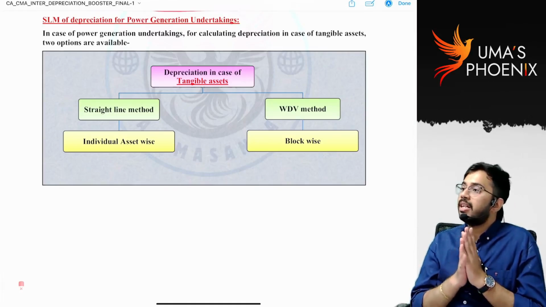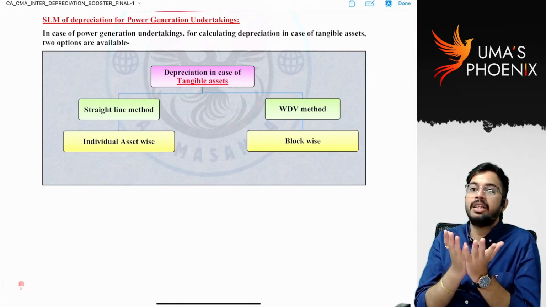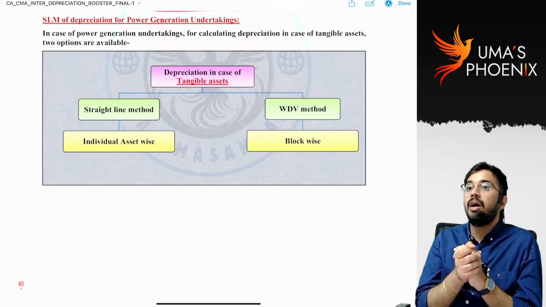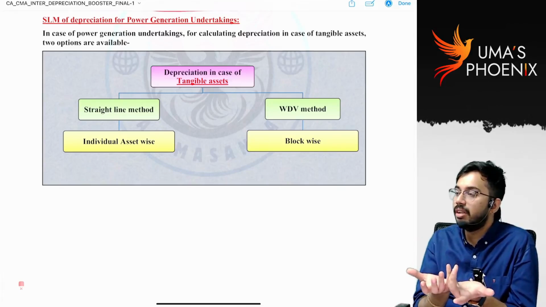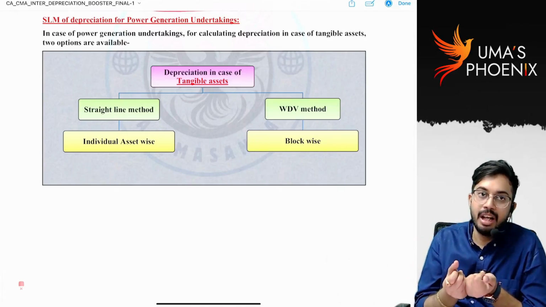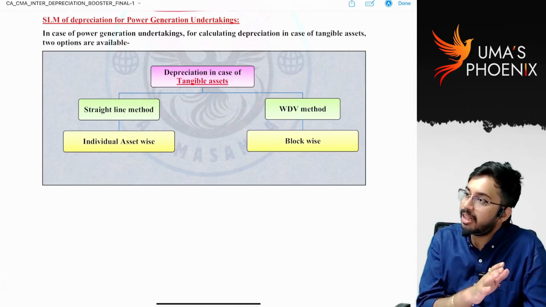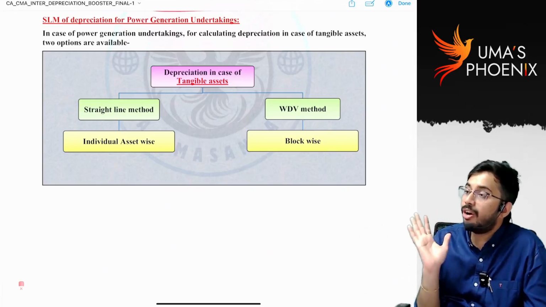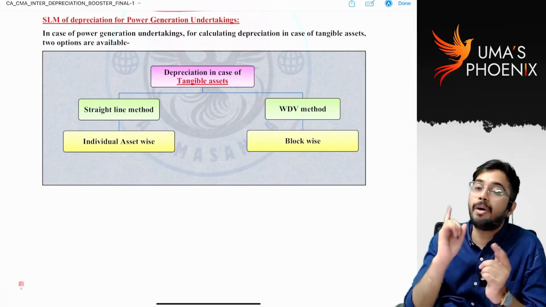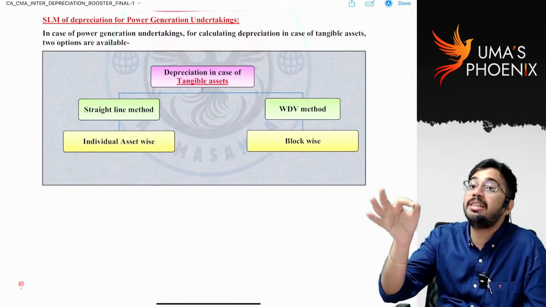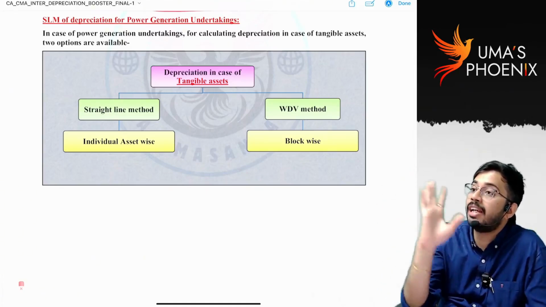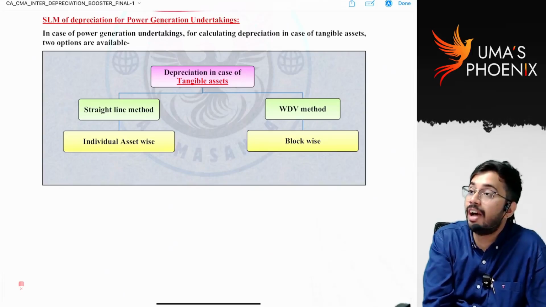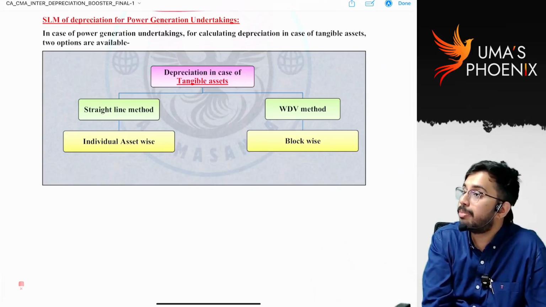There are power sector undertakings or power generation undertakings. Power sector undertakings have the option to calculate depreciation either by following the straight line method or the written down value method. But very important, the option is there only for tangible assets. For intangible assets, they have to calculate depreciation under written down value. I don't know whether you know this point or not.